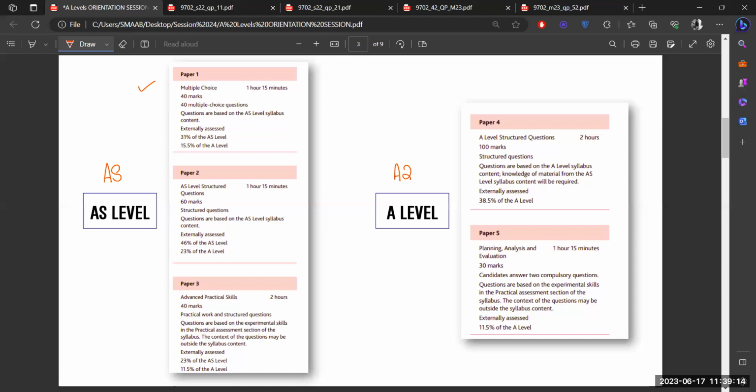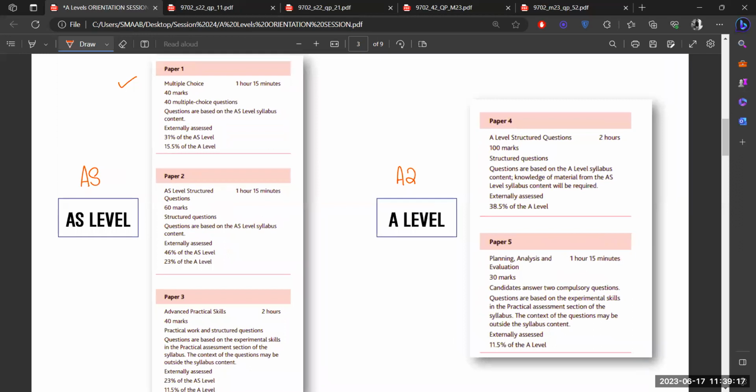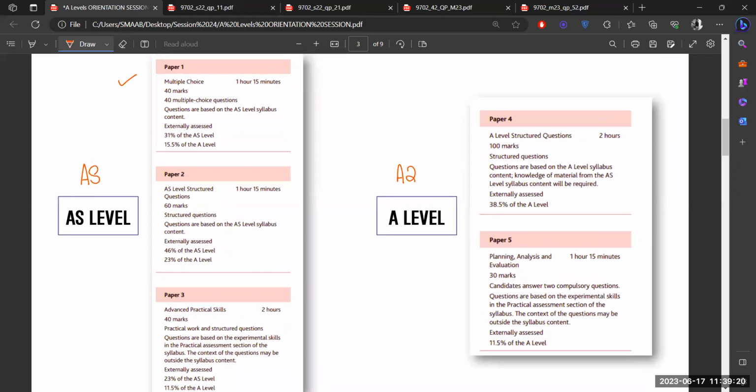So first of all, let's talk about the paper pattern, that is how many papers you have to appear in your final exam and what is the paper pattern. So the very first paper, the same, is the MCQs paper. So your paper one is of MCQs, and this is the updated syllabus, which is valid for 2023 to 2025. The first one is the MCQ paper, which is going to be assessed in your AS, that is the first year of your A levels, consisting of 40 marks. It means there are 40 multiple choice questions, and time is 1 hour 15 minutes.